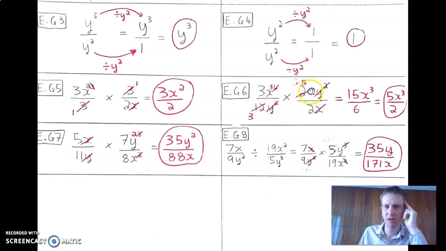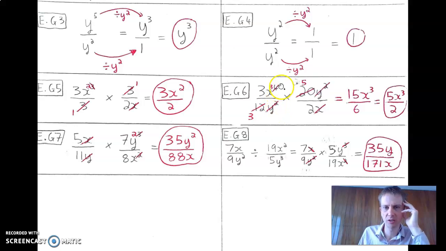This 12 and that 20, I can divide both of those by 4. Okay, 20 divided by 4 is 5. 12 divided by 4 is 3. Okay, y squared over y squared, they'll just cancel. Dividing both of those by y squared, y squared divided by y squared is 1, y squared divided by y squared is 1 as well.